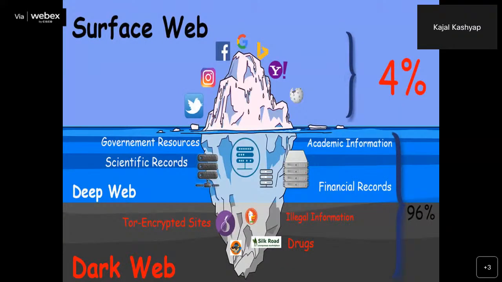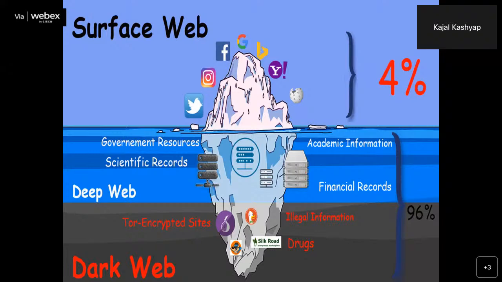Okay, here you can see a very interesting image, that is the types of internet. So we have three types of internet. First is the surface web, second is the deep web, third is the dark web. The surface web consists of 4% of the internet out of 100%. So whatever internet you are using till now is just 4% of the whole.